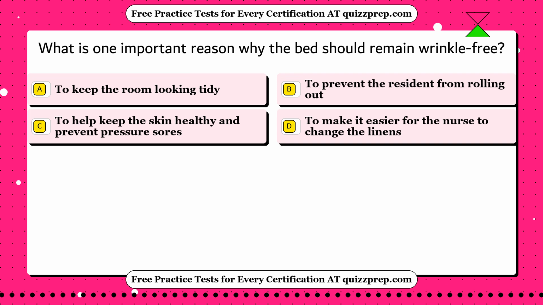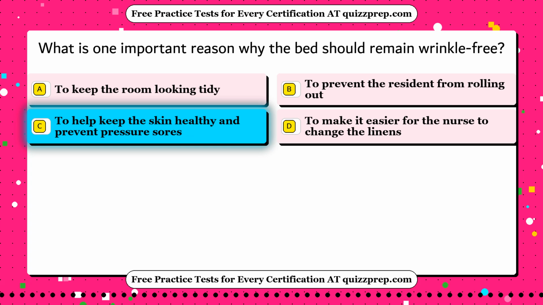Question 29. What is one important reason why the bed should remain wrinkle-free? Option A. To keep the room looking tidy. Option B. To prevent the resident from rolling out. Option C. To help keep the skin healthy and prevent pressure sores. Option D. To make it easier for the nurse to change the linens.